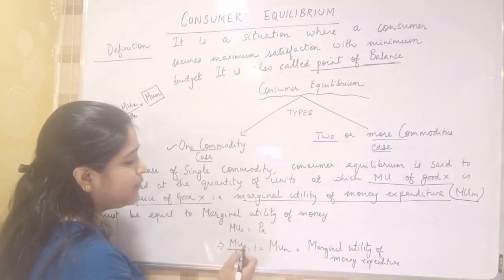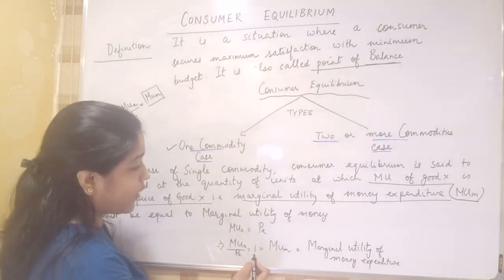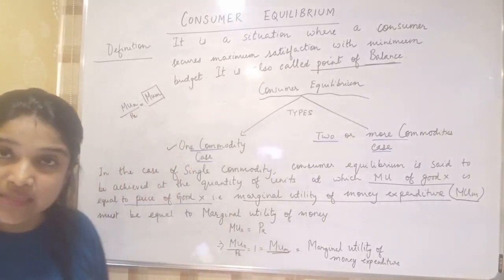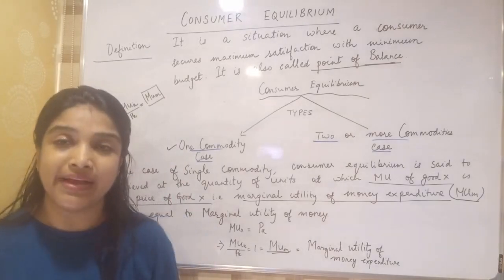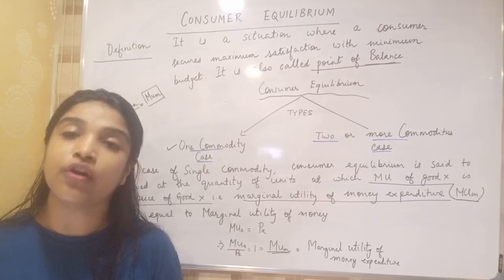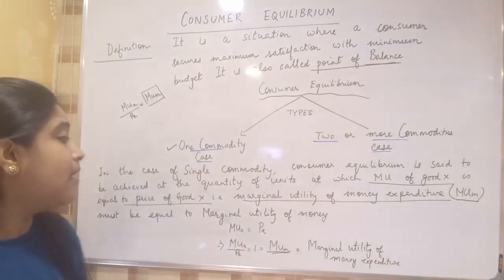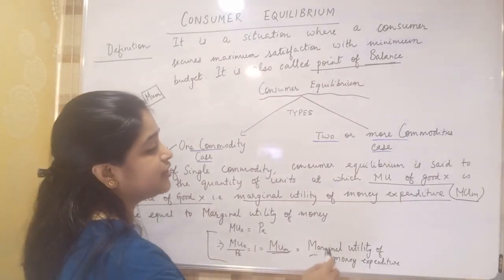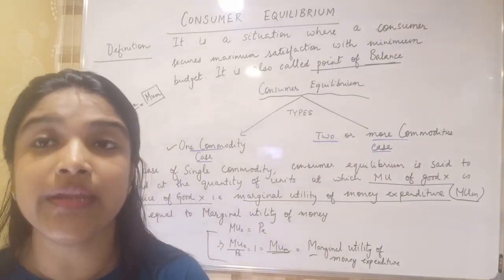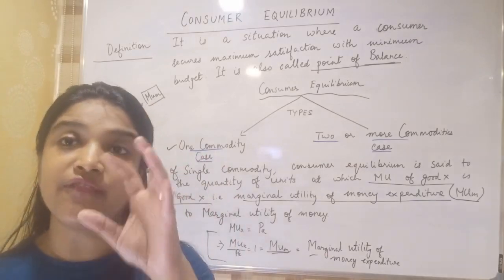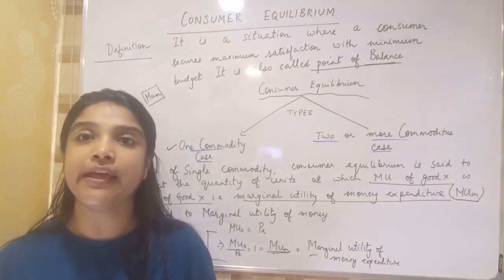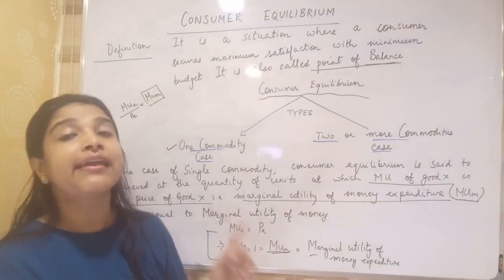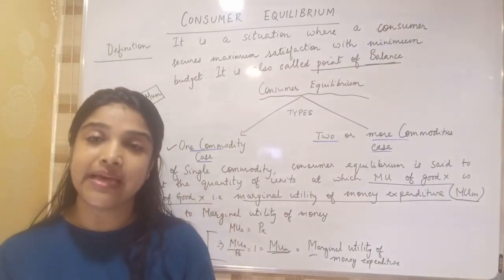Now, MUx upon Px should be equal to 1, and that 1 is the marginal utility of money expenditure, that is, how much utility we are getting from 1 unit of money. That is called the marginal utility of money expenditure. So the ratio between the marginal utility of the commodity and the price of the commodity should be equal to 1. That is the condition of equilibrium in case of a single commodity. Now this can be explained better with the help of a table and a diagram.